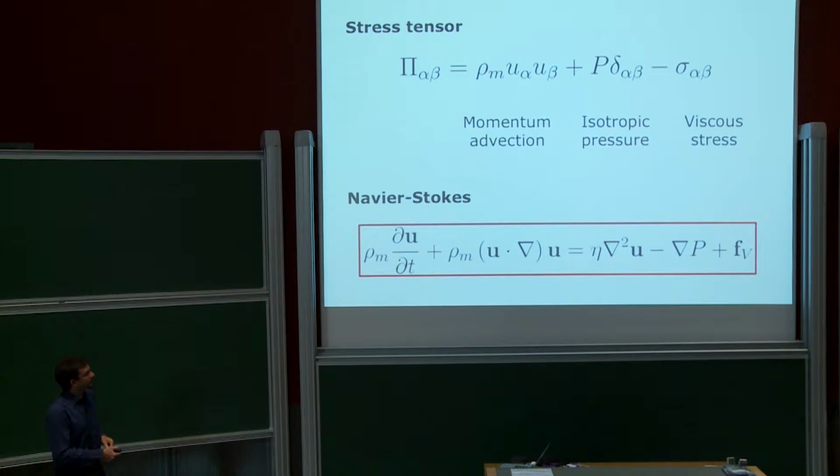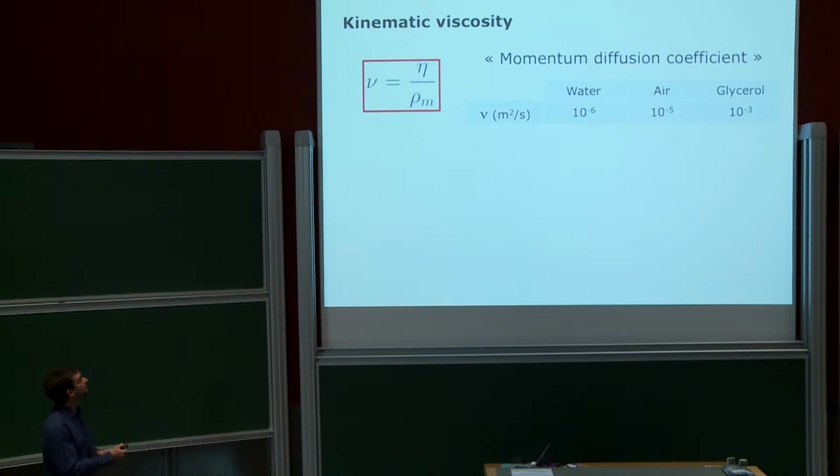But you can see here that you will have a competition between the different terms, and in particular this viscous term will compete with the momentum advection term. And the ratio between the two will be controlled in particular by the ratio between the dynamic viscosity and the mass density. And this ratio is called the kinematic viscosity.